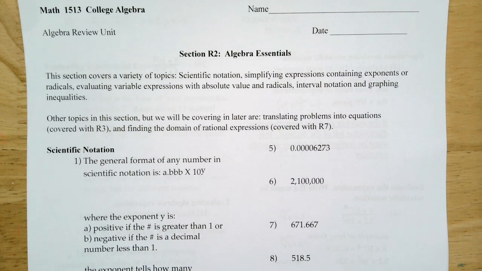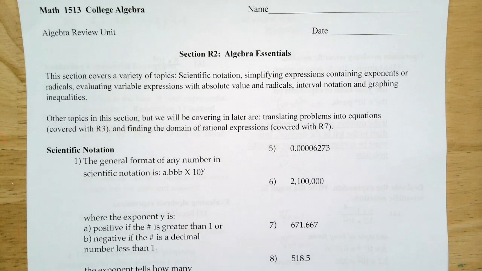What we're going to cover today is scientific notation, simplifying expressions with exponents, simplifying expressions with radicals, and evaluating expressions when you're given a value for the variable, especially expressions with absolute values and radicals. Then we're going to use interval notation to graph inequalities and talk about domain. I should probably get started because that's a lot.